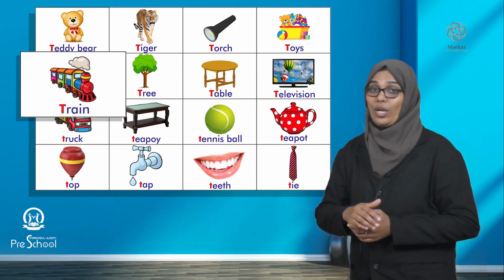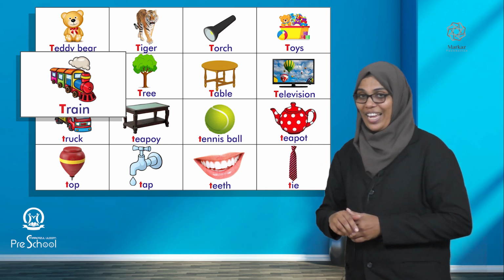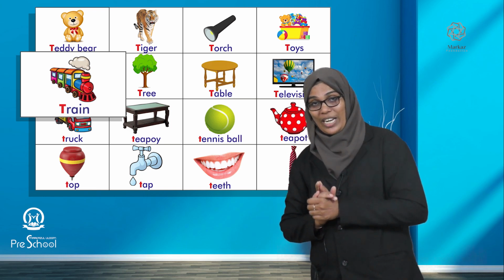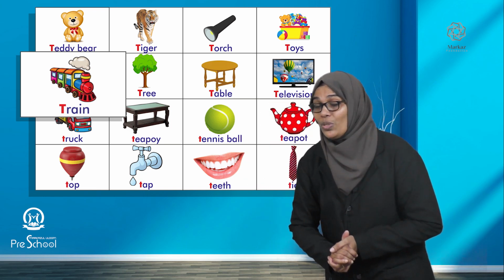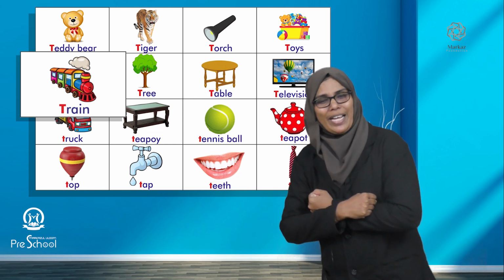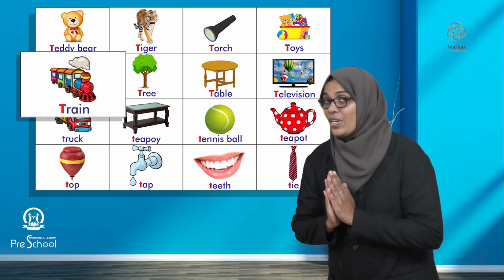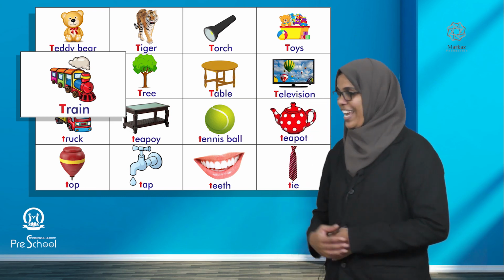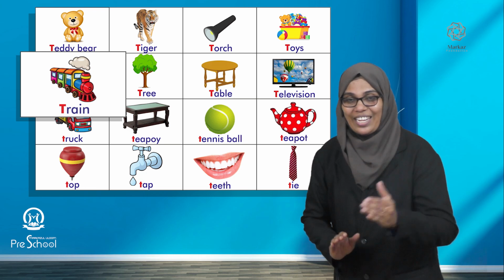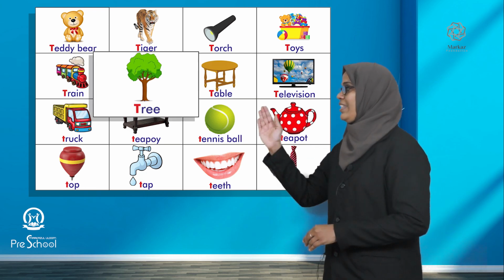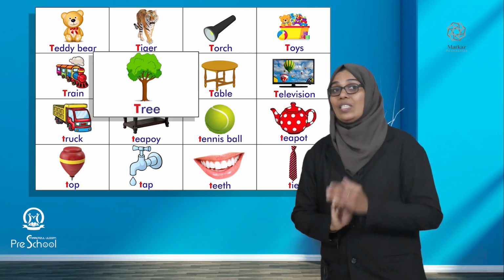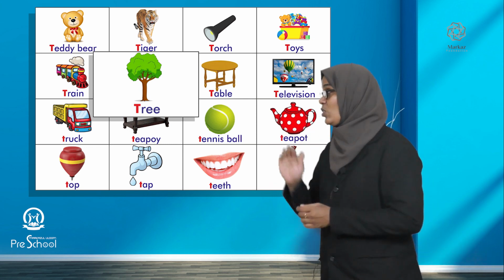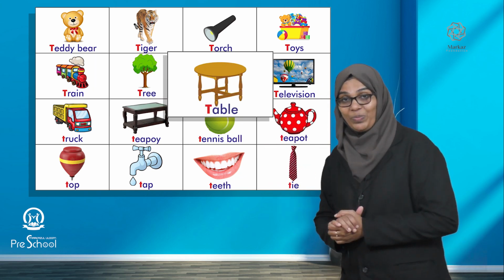Then the next picture, you just look. What is it? Puffy train, noisy little puffy train. If you are going to the town, puffy train, please take me. Puff, puff, puff, shh, shh, shh. Okay, so what is it? Train. Then the next one, tree. Yes, which gives us oxygen to breathe. Okay, tree.